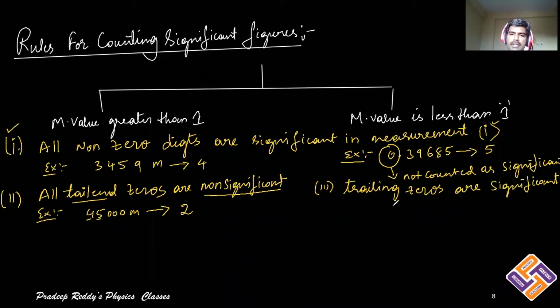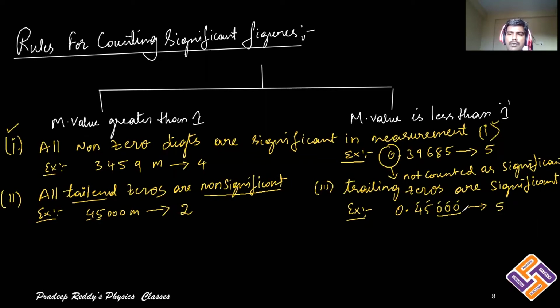Trailing zeros are significant. For example, you have 0.45000. After the decimal point, you have 45, and there are 3 zeros here. These 3 zeros you should count as significant. Therefore, how many significant figures are there? 1, 2, 3, 4, 5. 5 significant figures are there.